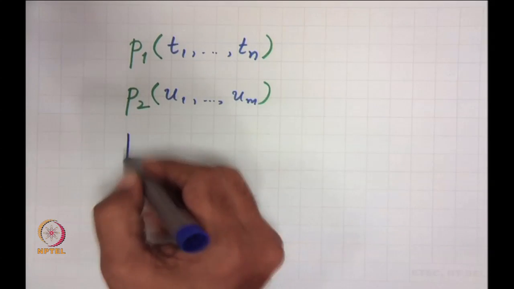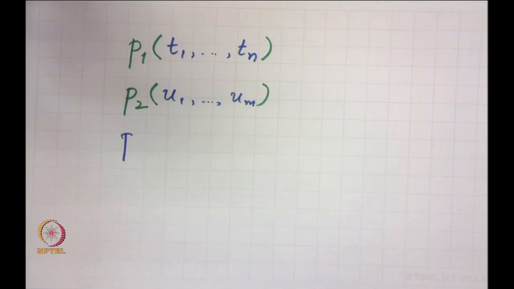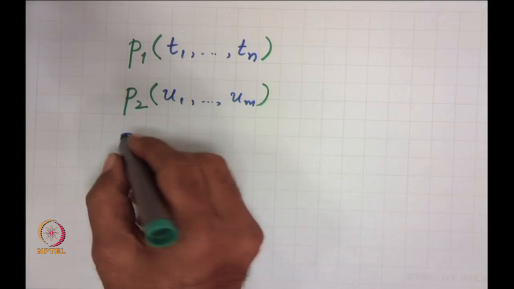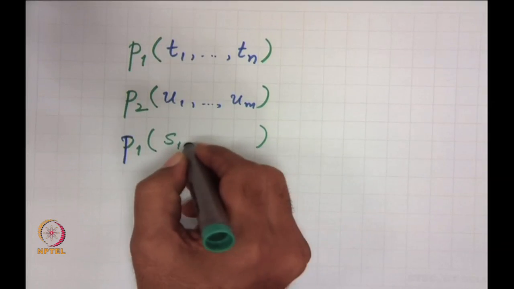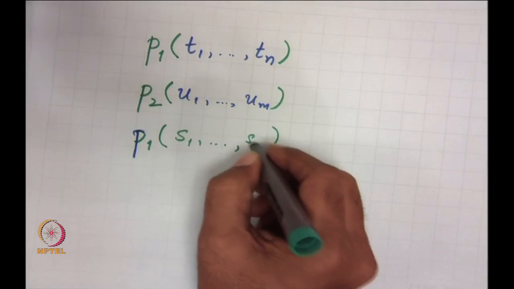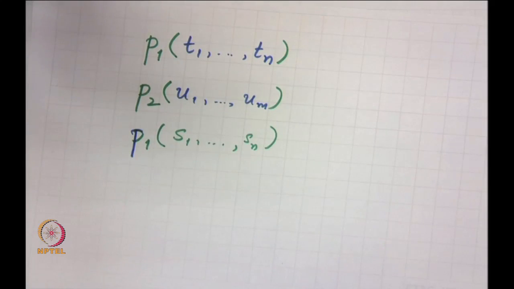Then maybe another one is just P1 itself, but with some different set of terms s1 to sn. So, this k could be a very large number, lambda 1 to lambda k. All these lambdas are essentially these kinds of atomic formulae. So, it could for example have this.